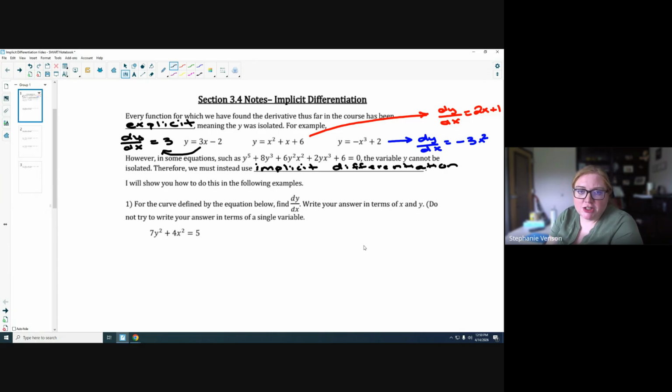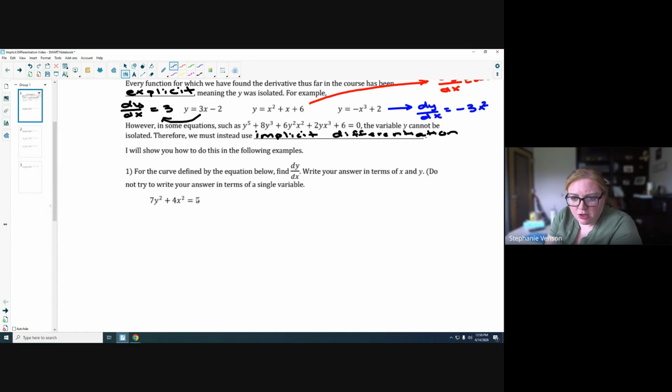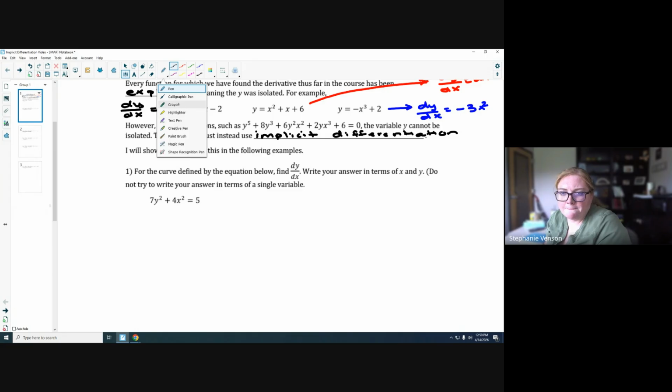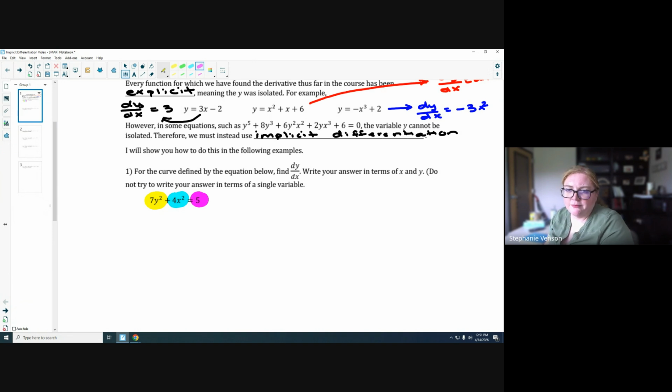So this is what your directions are going to say when you get to your ALEX problems. For the curve defined by the equation below, 7y squared plus 4x squared equals 5, find dy/dx. Write your answer in terms of x and y. Do not try to write your answer in terms of a single variable. What we're going to do is look at this as three different terms. Let me get my highlighter. We have this term, this term, and this term. We're going to take the derivative of each one.